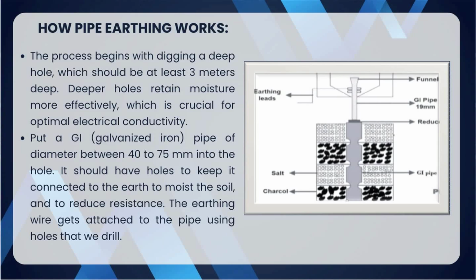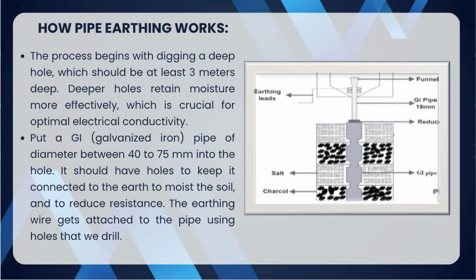Next, we put a GI pipe into the hole. The pipe usually, as I said, has a diameter of 40 to 50 millimeters. It stands tall in the pit and has holes all around it. These holes help the pipe connect directly with the soil, keep it moist and reduce resistance. Less resistance means it's easier for those stray electrical currents to flow safely to the ground.